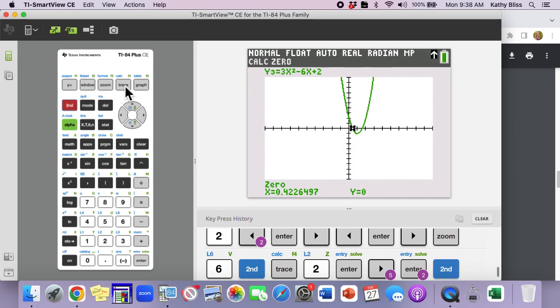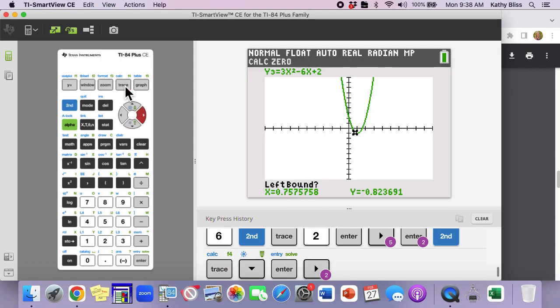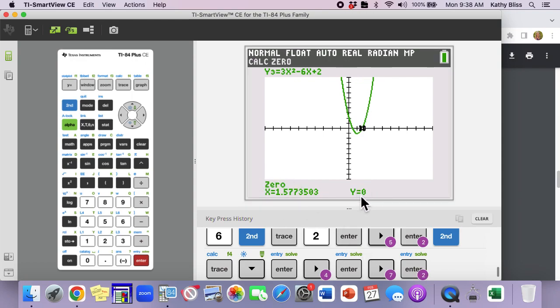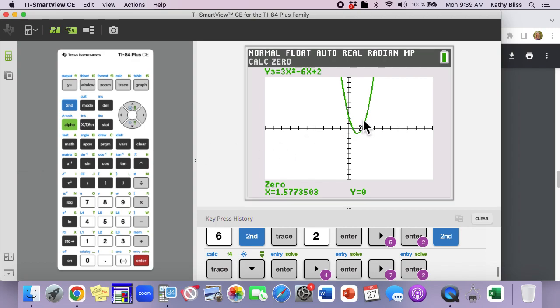Again, second calc, you can pause the video and try to do it on your own. Zero, and then use the arrow keys to get over to the other side. It doesn't matter how far away you are, and where it says guess, you just hit enter, and there is your value. Your y value is 0 when x is 1.577. So that's how you calculate the roots of an equation when you're doing this problem.